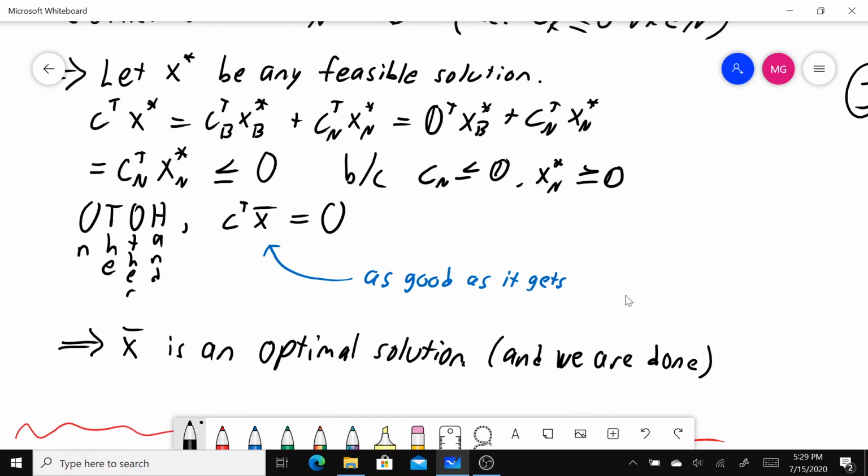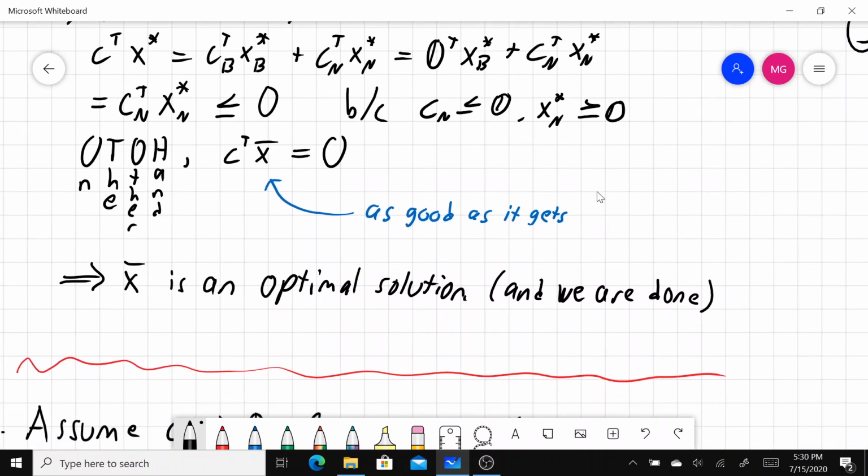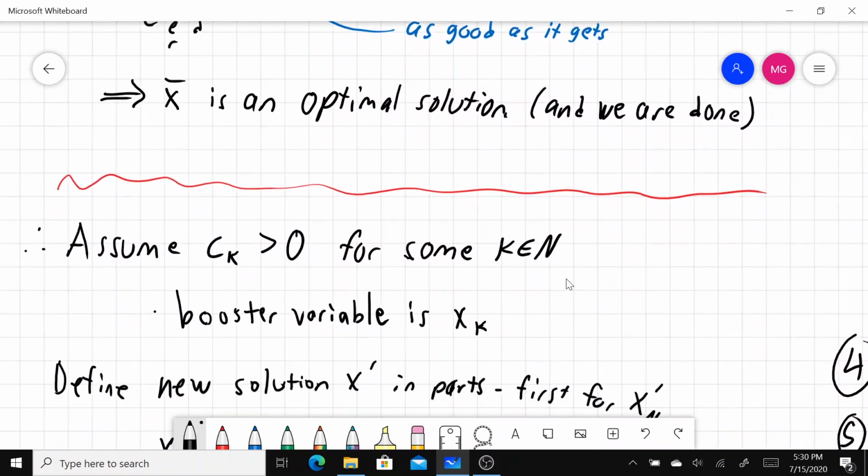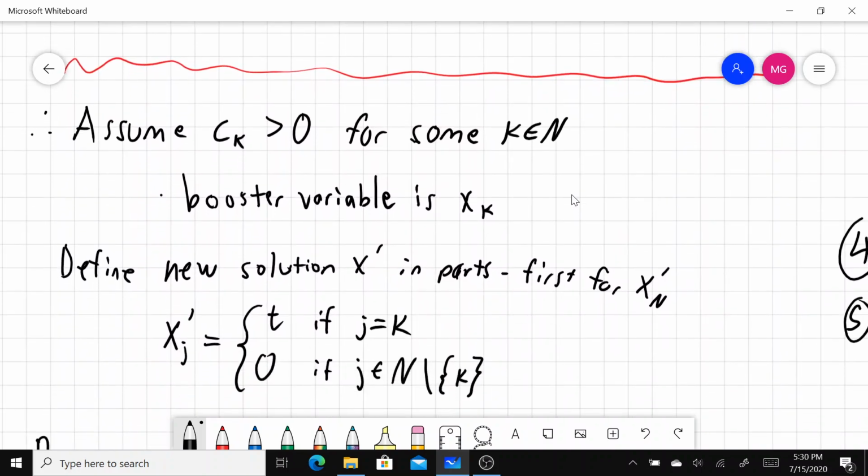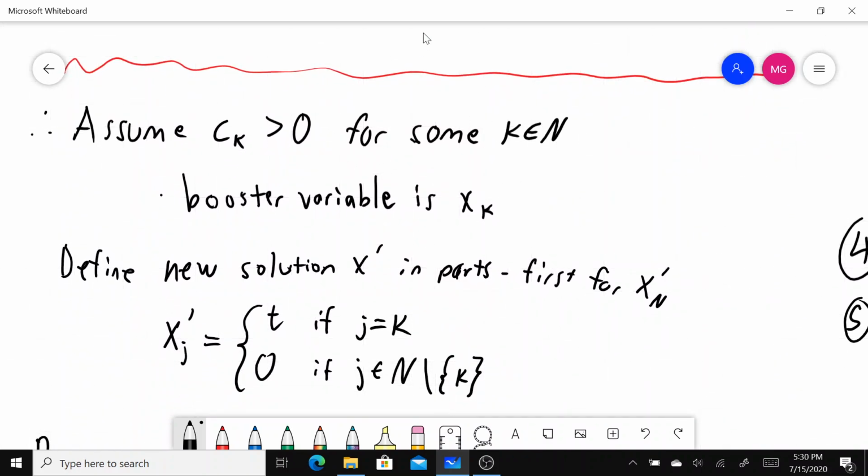And then you can terminate the algorithm. We're done in this case because we've accomplished our goal. We've found an optimal solution. So that would be the end of the algorithm. But typically that won't be the case. But if it is, we've addressed the corner case.